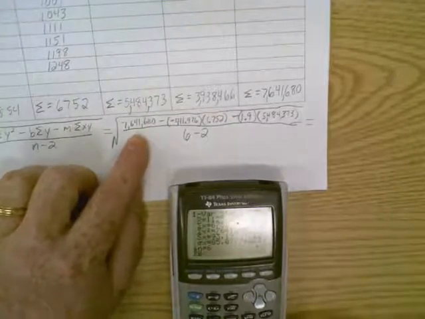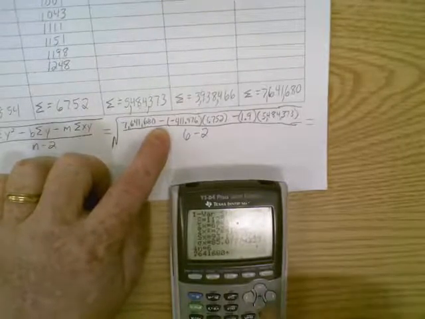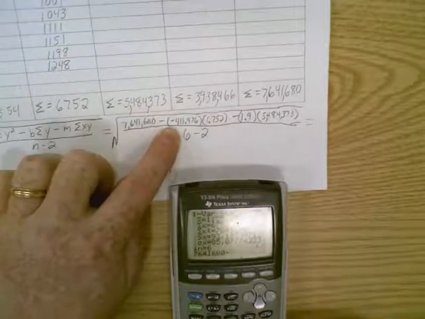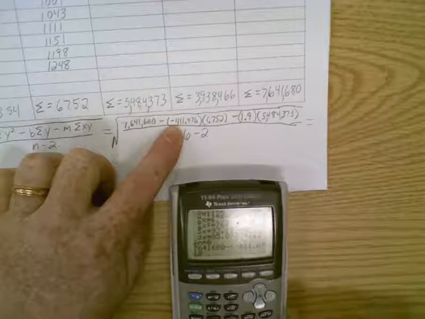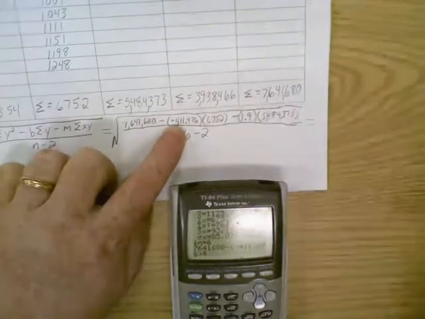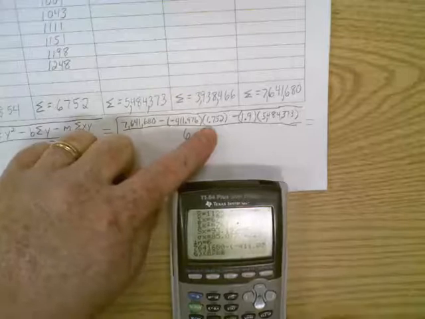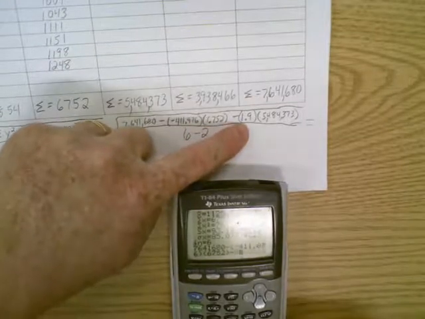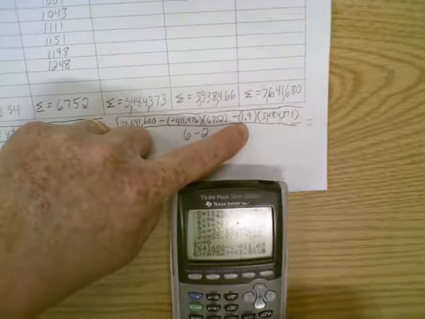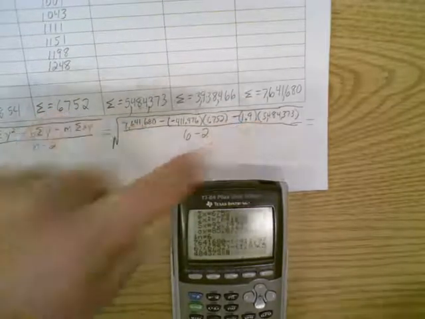So 7,641,680 minus, hit plus, minus, we want a negative, so I'm going to put a parenthesis here, negative 411.976, close the parenthesis, and I can put these parentheses in for the multiplication, and the calculator knows to do the same thing, so I'll just put another parenthesis, 6752, close that parenthesis, minus, parenthesis 1.9, close that one, open up a new one, 5484373, close the parenthesis.